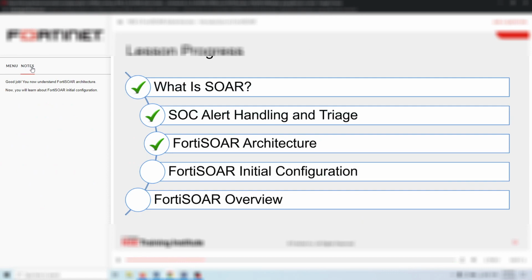Good job! You now understand FortiSOAR architecture. Now you will learn about FortiSOAR initial configuration.